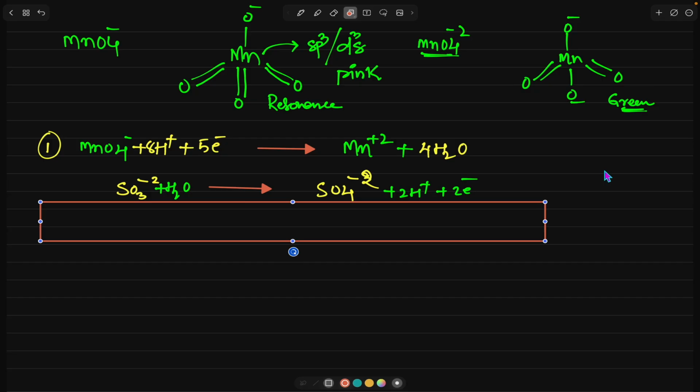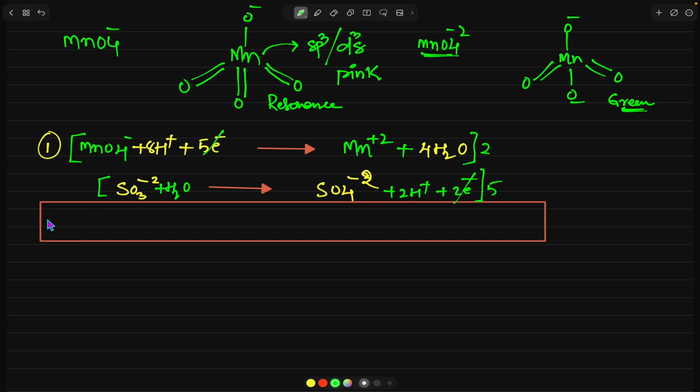But before adding them, what should be done? We have to cancel out the electrons. So the first reaction should be multiplied by 2 and the second reaction should be multiplied by 5, right? Then the electrons get cancelled out.